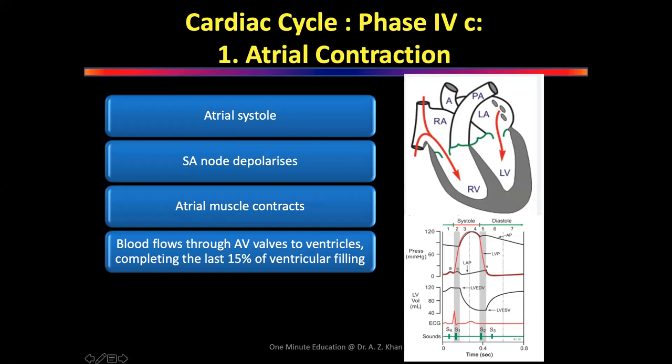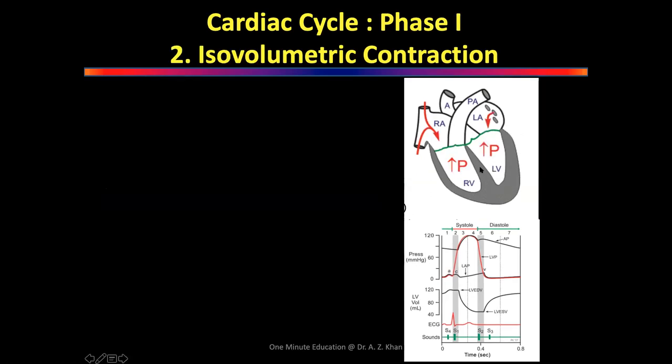Look at the picture here, and look at phase one. Can you see phase one here? Let me show you. This is phase one. So atrial systole, SA node depolarized, only look at the left side, okay? The aortic valve is closed, the mitral valve is open, the atrium contracted, blood came in. The last 15% of the ventricle is now full. Okay? Now look at what is happening in the second phase.